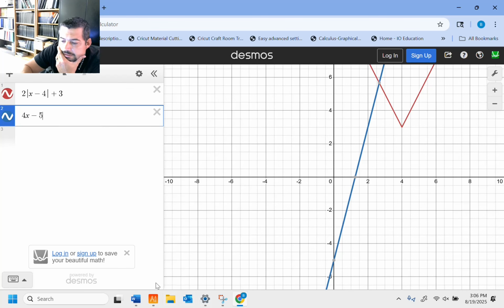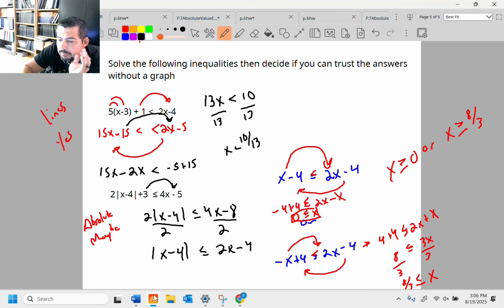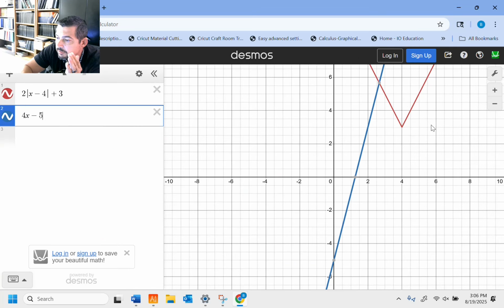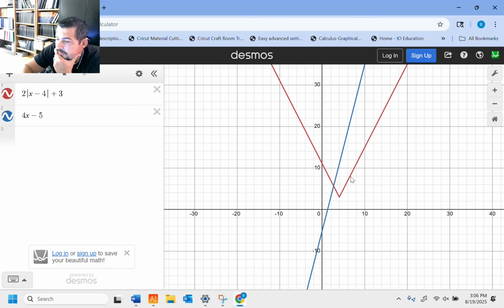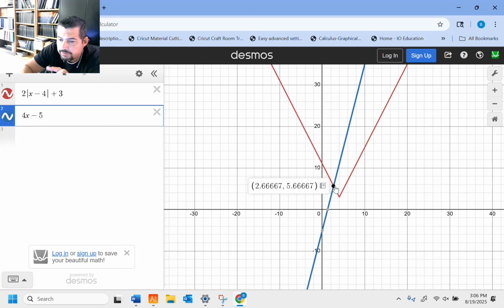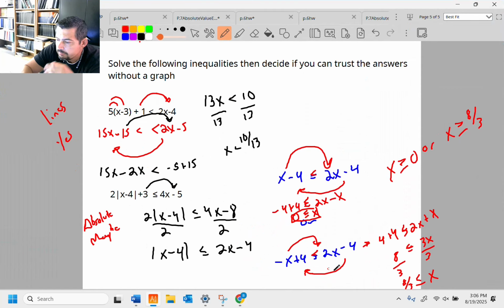And the deal here, again, was where is the v below the line? Where is the v below the line? And the v is below the line only there. Once x hits about 2 2/3, which is hopefully an answer I have. Let's see. Yeah, I do. It's right there.